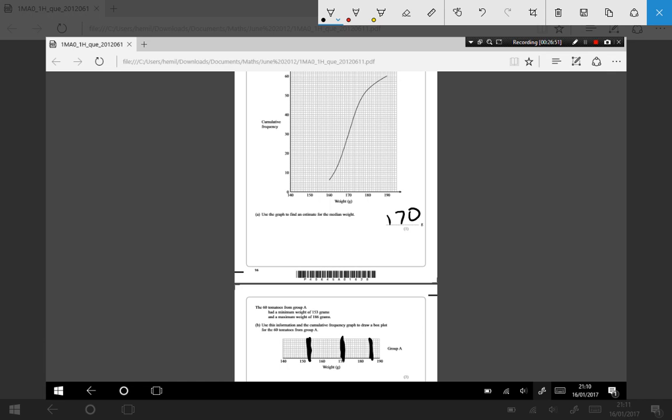So upper quartile is 3 quarters. So 3 quarters of 60 is 45. So almost there. If you go straight from there and go down, you get about 175. And a quarter of 60 is 15, which is about almost there. So you just want to go 15 from there, and you want to go down. That's 165, which is almost about there, and you just draw a box plot like that. I hope that helps, guys.